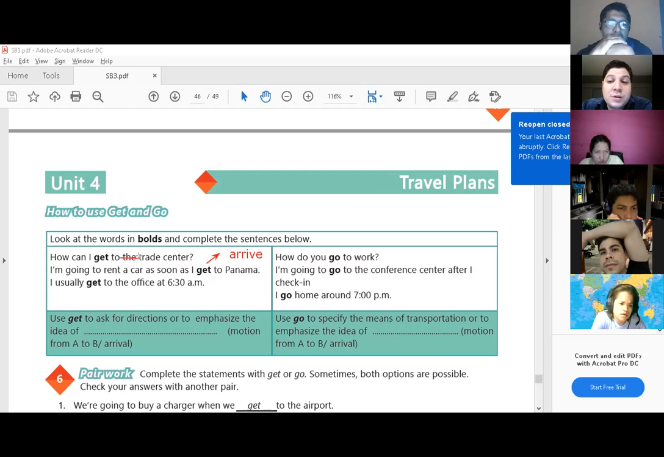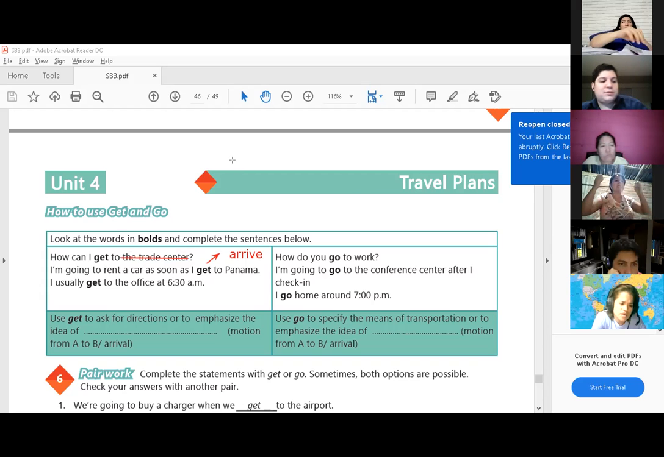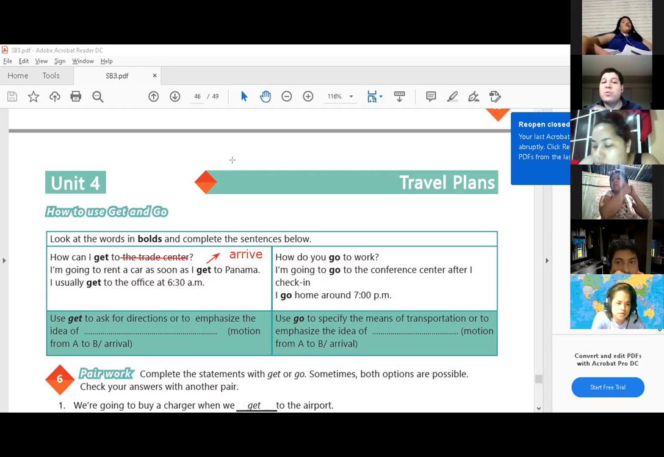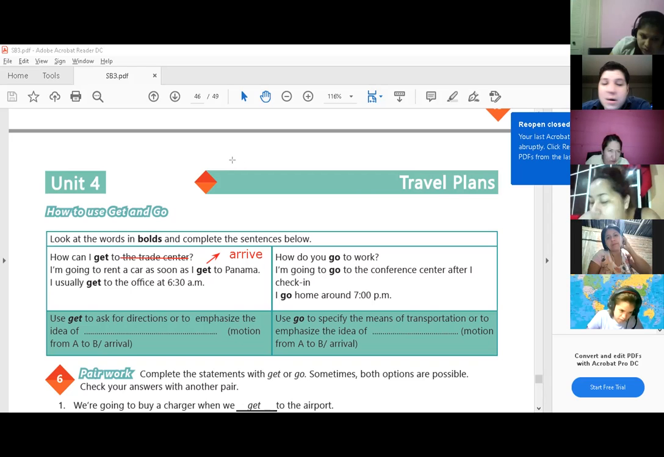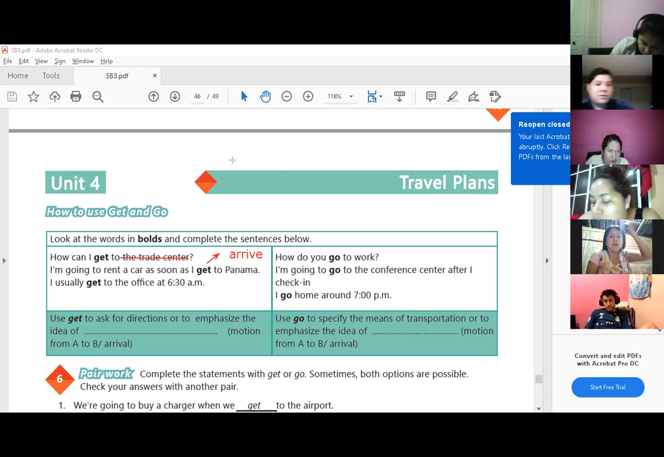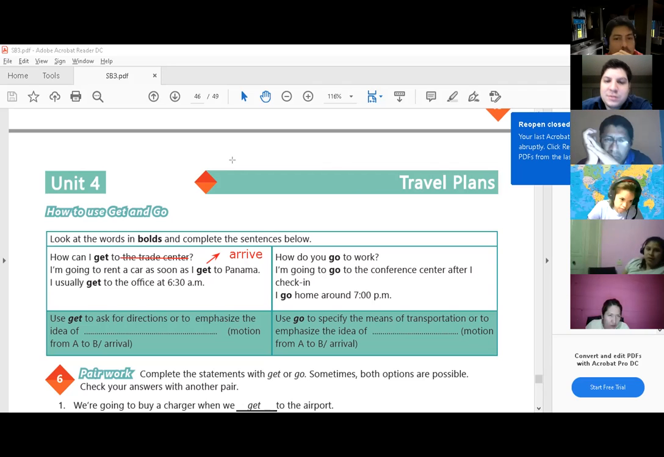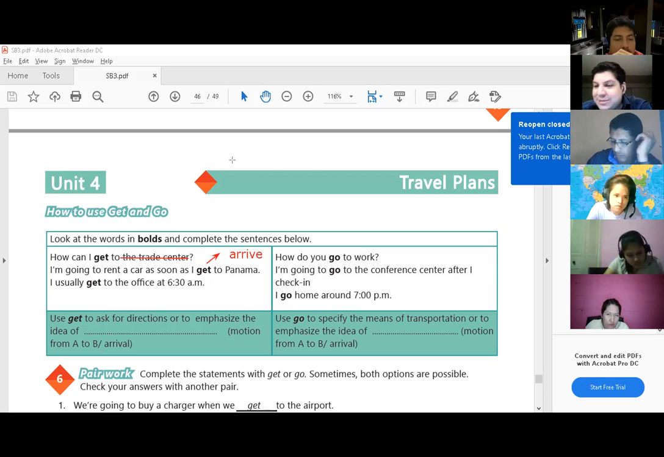How can I get to the trade center? Trade center. ¿Cómo puedo llegar a Metrocentro? How can I get to Metrocentro, right? ¿Cómo puedo llegar a España? How can I get to Spain? To Spain, right? ¿Cómo puedo llegar al centro? How can I get to downtown? Exactly. Now this one, read with me, please.